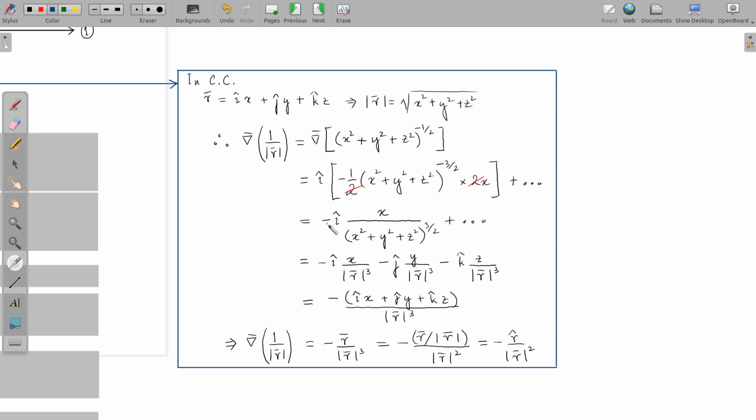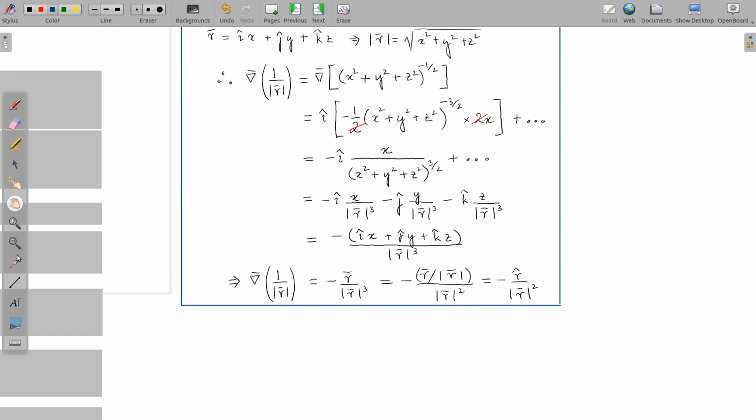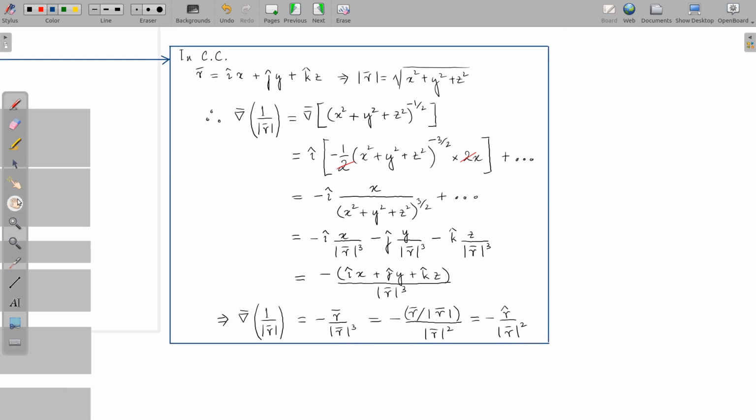So now we take this minus i cap, and then this x we take over here, and this quantity, because there is a minus here, we just write it down as x square plus y square plus z square to the power 3 by 2. What exactly is this quantity? x square plus y square plus z square to the power 1 by 2, or root over that, is equal to modulus r. So this quantity is basically modulus r cube, because there is a 3 here. So essentially what we have here is minus i cap into x by modulus r cube.